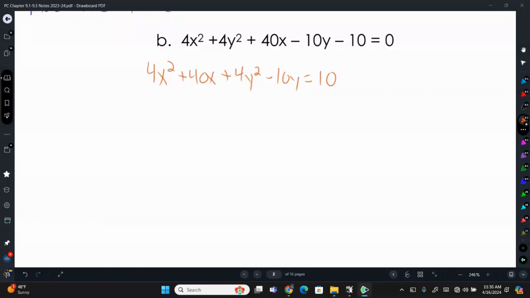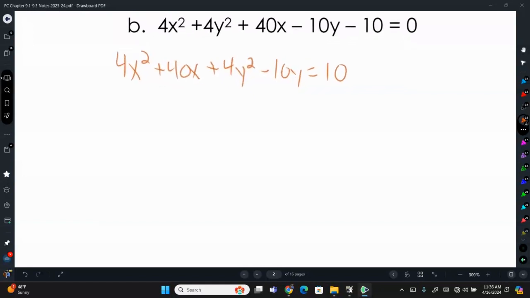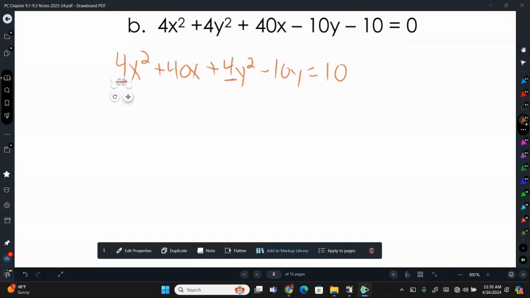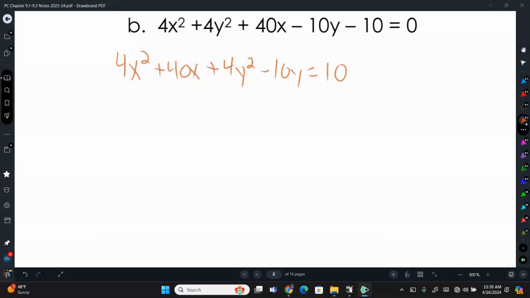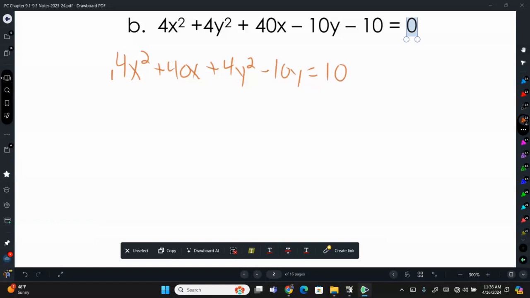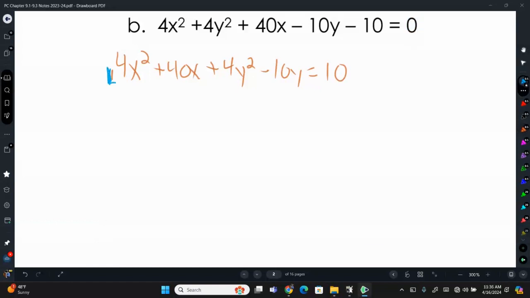Now, when we have the first number not being 1, we can do two things. We can divide everything by 4. But again, that would only work for this specific circle because we have 4 and 4 there. So I don't want us to get into that habit. So what we'll do is we'll factor out a 4 from each variable. So from here, I'm going to factor out a 4. So you have x squared plus 10x. And we're going to complete the square at some point.